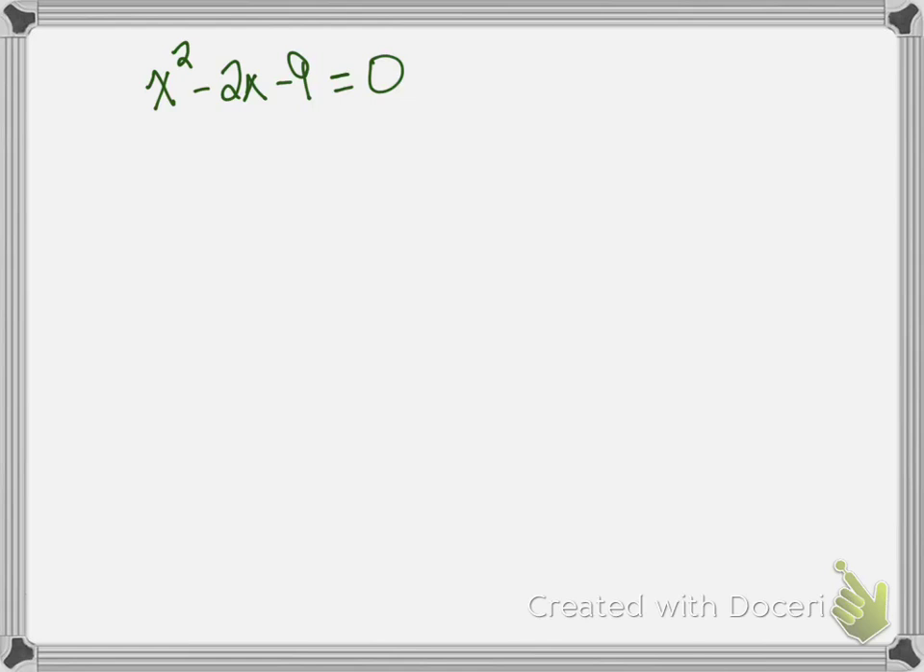Tell me what I move over and why. The 9. Good. Negative 9. Okay, so how do I move negative 9 to the other side? What do I have to do? You add 9. Perfect. Excellent job. Then, Caitlin, what do I do? You take half of negative 2, which is negative 1, and then you square it. Excellent. And so then I'm going to put plus 1 on both sides.